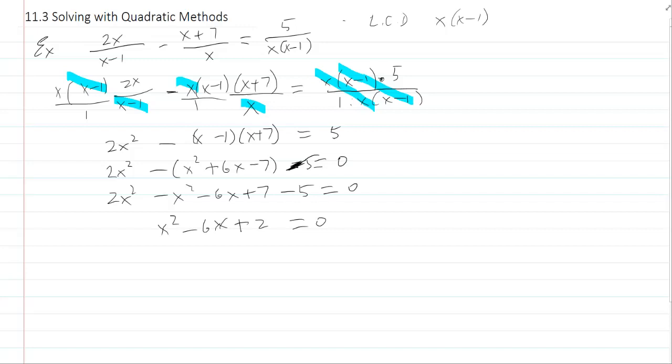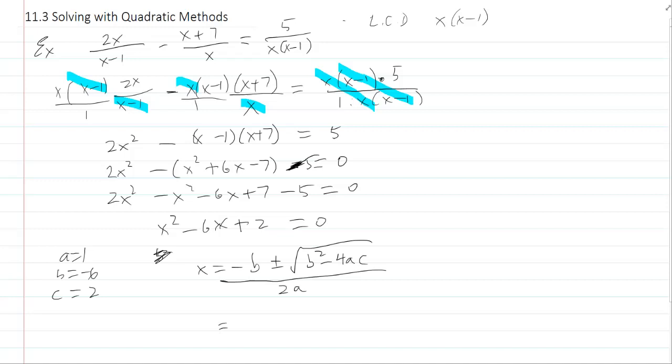Okay. All right, so now you can't factor it. I wish we could, but you can't. Cannot factor it, so we will use our quadratic formula. So we identify our values: a is 1, b is -6, and c is 2. So x is minus b plus or minus the square root of b squared minus 4ac over 2a. B was a -6, so it's positive 6. And we got 36 minus 4 times 1 times 2, over 2 times 2. Oh, oops, 2 times 1, sorry. 2 times 1.